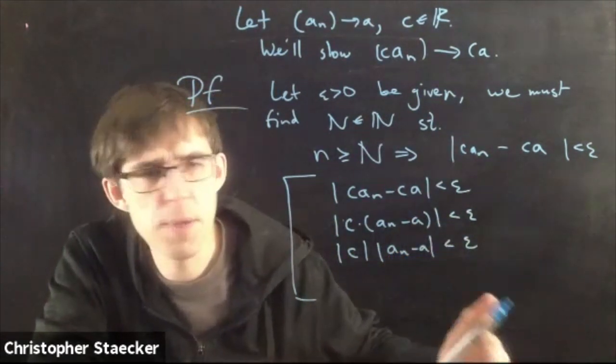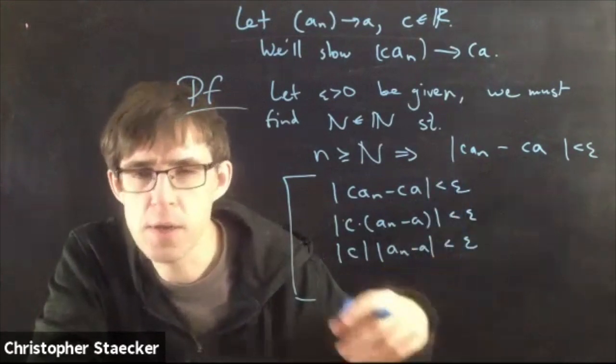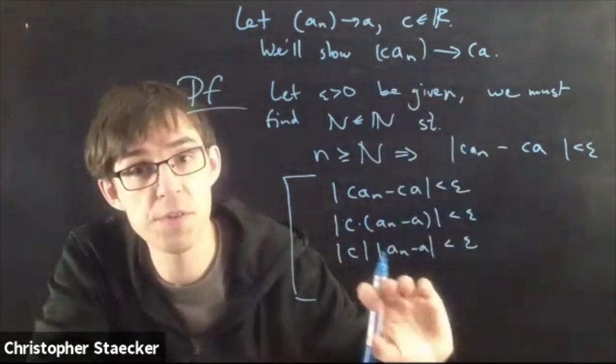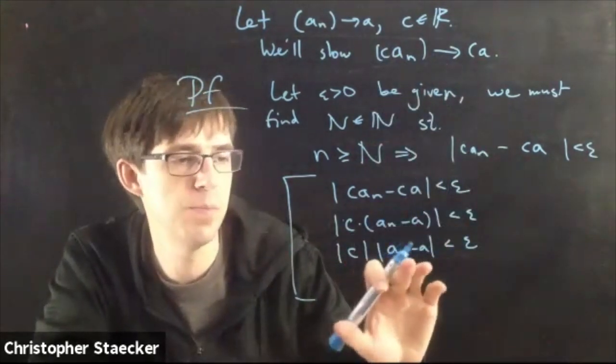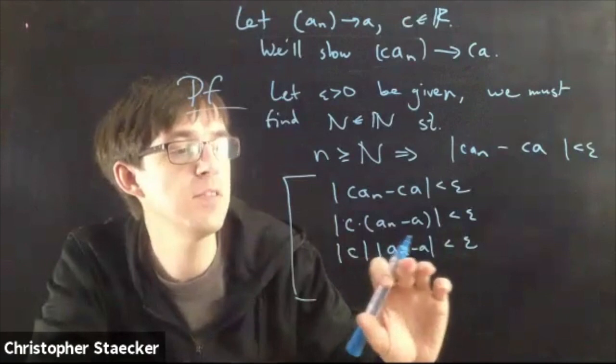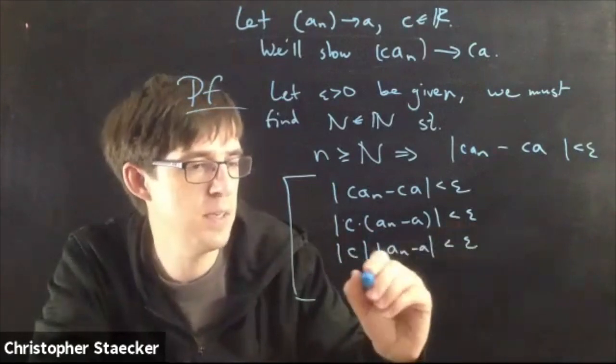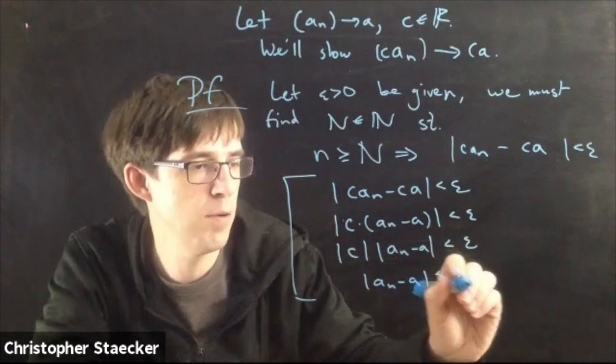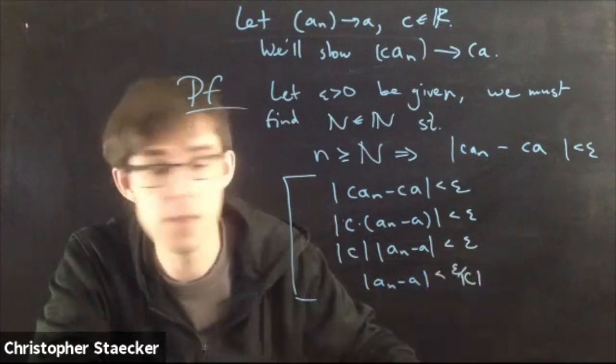Now, we're not going to be able to solve for N here, of course. Like in an ordinary one where you have a specific sequence in mind, you try to solve this for N. That's not possible here because we just have this. But I can solve for this, AN minus A, by dividing by C. It says AN minus A less than epsilon over absolute value of C, all right?